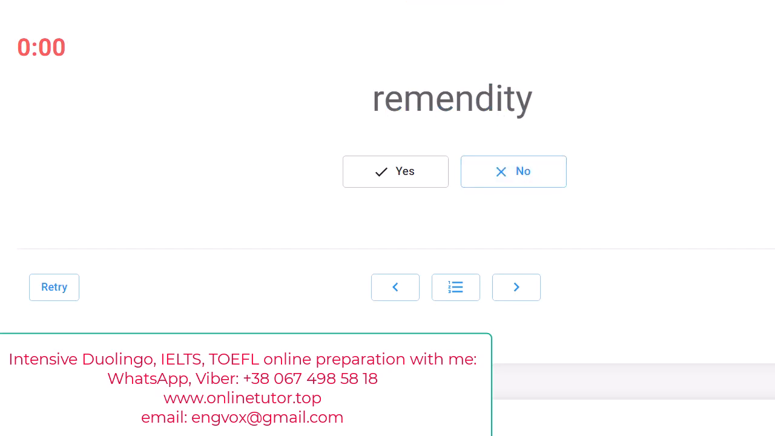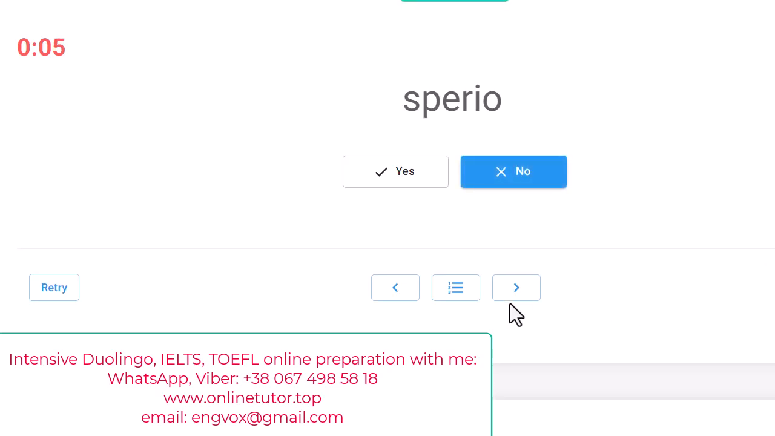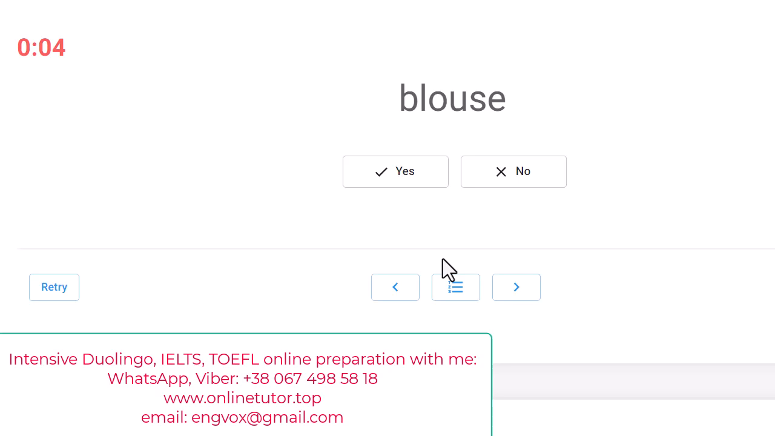Remandity. No way to remandity. Spirio, no. Yeah, I understand everything, the diversity of the approaches, but to consider blouse to be hard level, let it be. The element of ladies' outfit, yeah, usually top, like a shirt, but not for men, but for ladies, blouse. Okay. Yes.